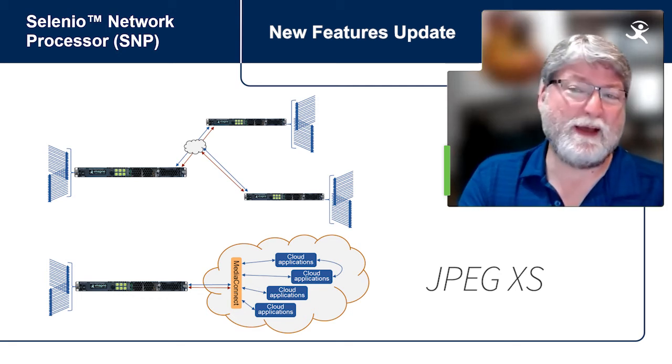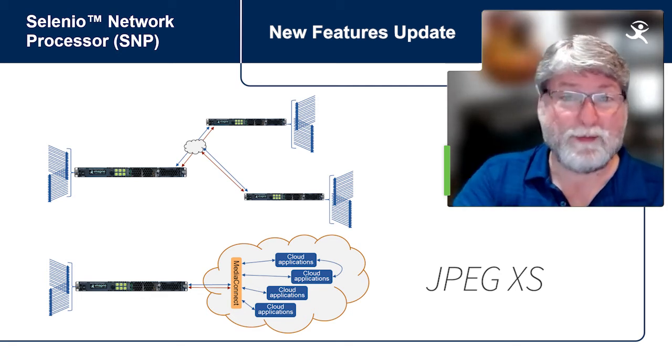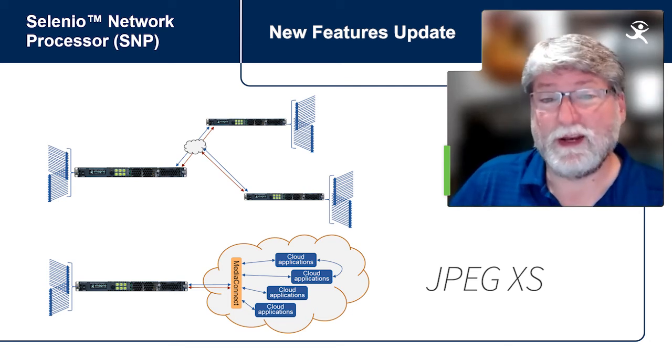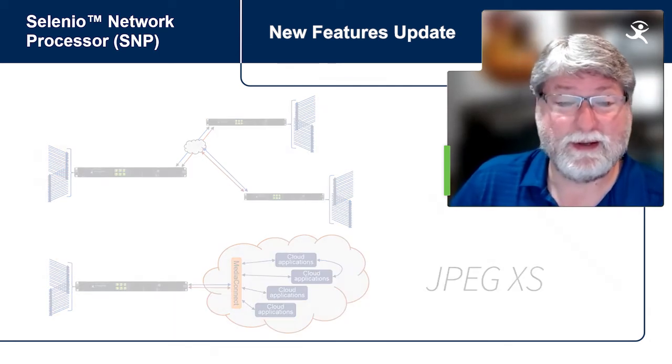Equally, you can use JPEG XS as an on-ramp and off-ramp to cloud-based production, and we're working with leading cloud providers to make that be the case.